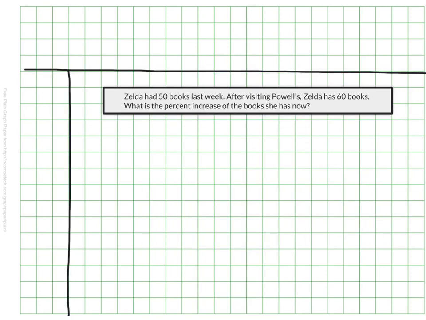So let's say Zelda had 50 books when she last counted at home, and she went shopping and now she has 60 books. The question we want to ask is, what is the percent change, or the percent increase in this case, of the books that she has now? And we're going to use our equation from before, right? The percentage times the whole is the quantity, right? But with one extra step.